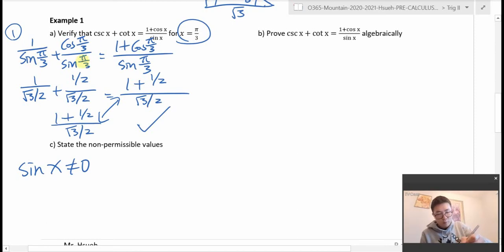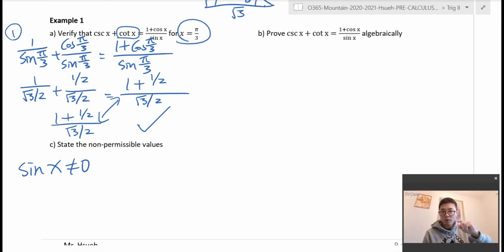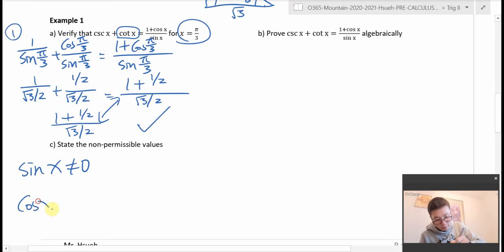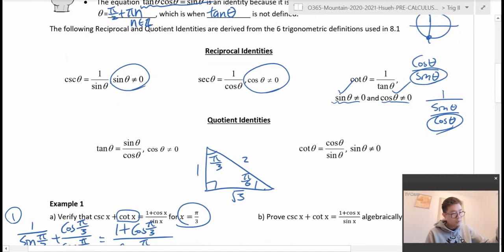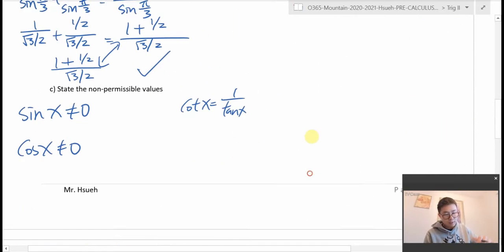Moving to the second expression, that's cosine over sine, so again just sine. And on the right-hand side, you have 1 plus cosine over sine x, so there you go, sine x cannot equal 0. However, we do have cotangent in the second term, and recall cotangent can also be written as 1 over tangent, and we know that tangent is sine over cosine. So that means cosine x cannot equal 0 as well. Let me write that down here. Cotangent is 1 over tangent. I think I showed you this on the top right here.